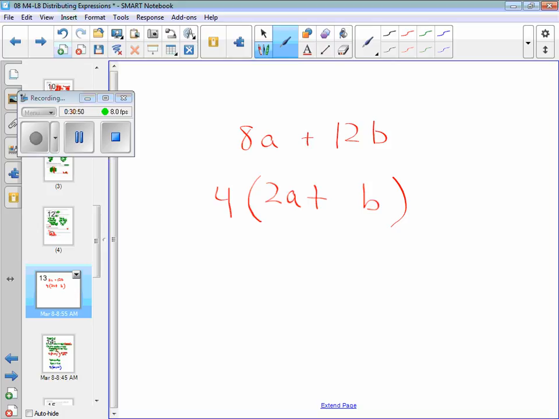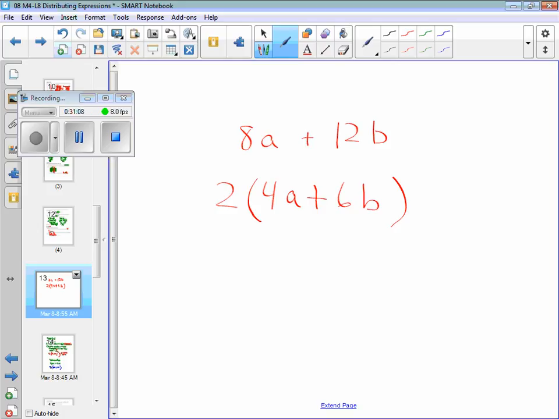First of all, is it accurate? Will it work? Is 2 times 4a 8a? Is 2 times 6b 12b? However, there's an issue. Kind of the point I was trying to prove the first time I did this. What's the problem with this?